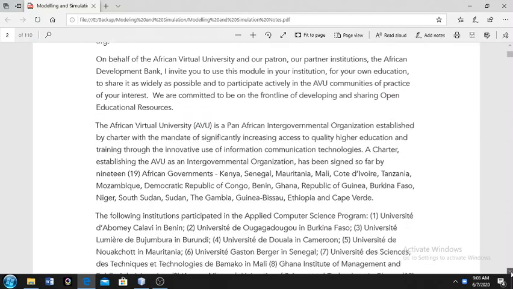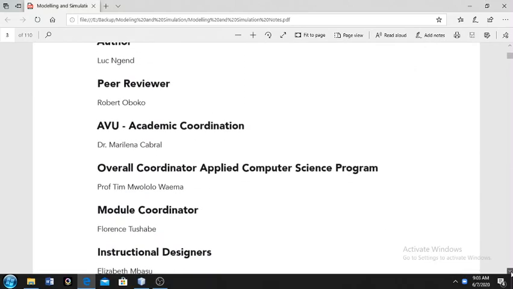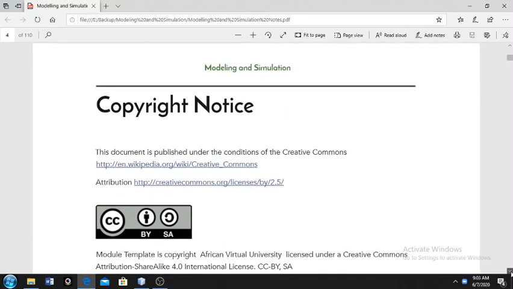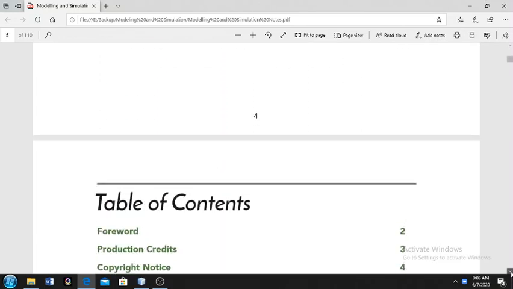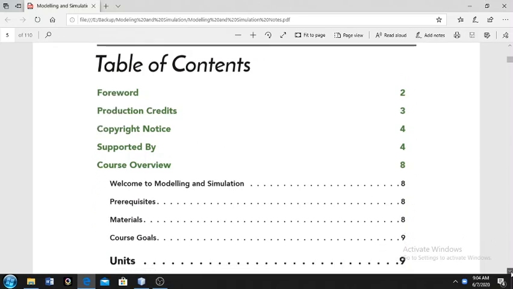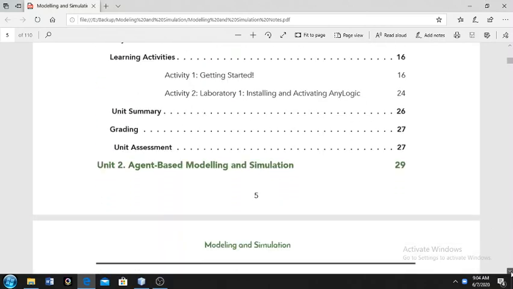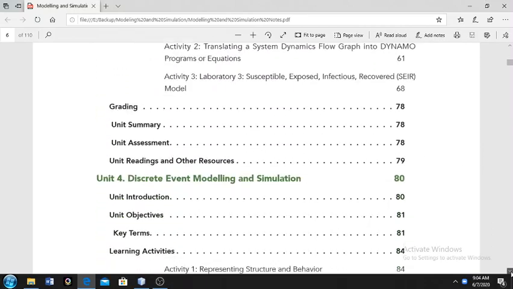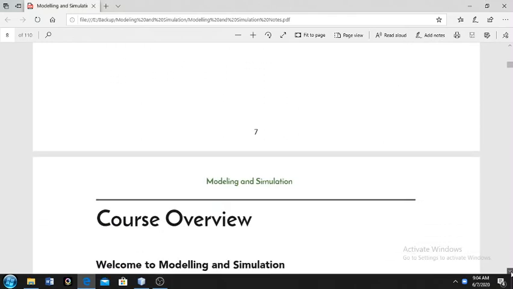So this is a real book. It's a real book. So we are going to skip all these, I'm going to skip all these. You skip all these.